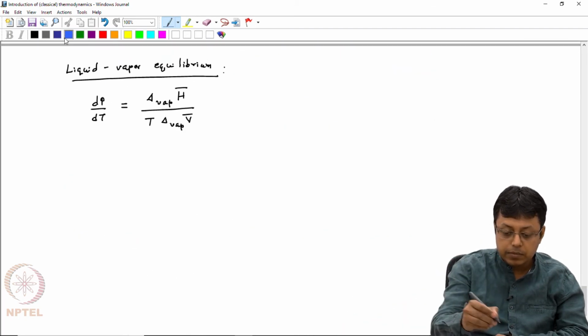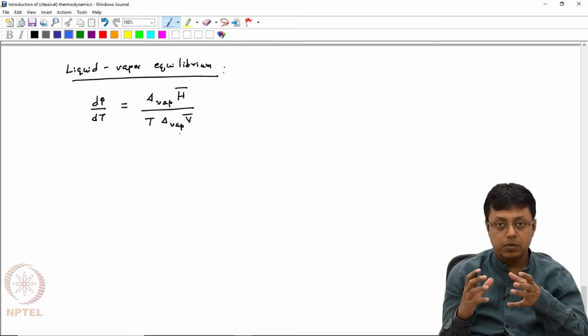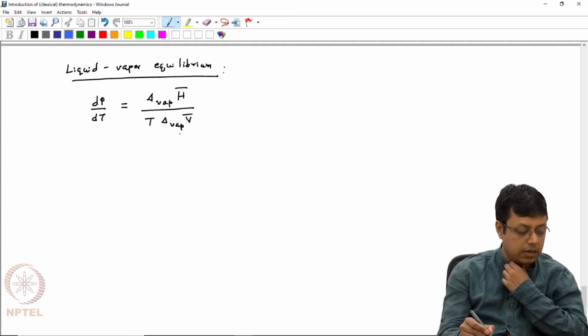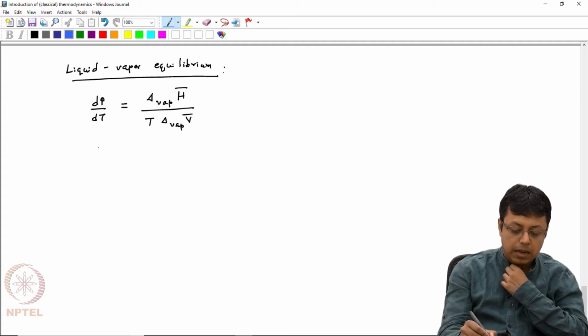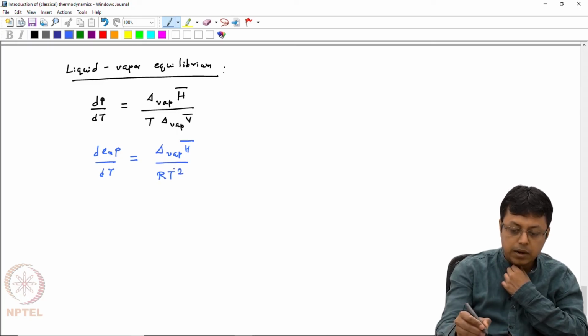If you use that, then you can get a simpler form for this equation. Not the T, sorry, the delta vaporization of V. So there will be two volumes, and one of the volumes you can write as RT by P, and then finally it will be dP by P, which you can write as d ln P/dT equals delta vaporization H divided by RT squared.